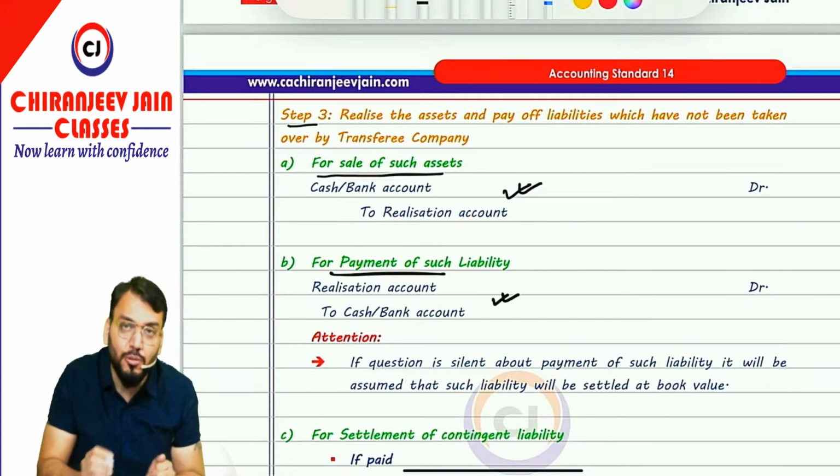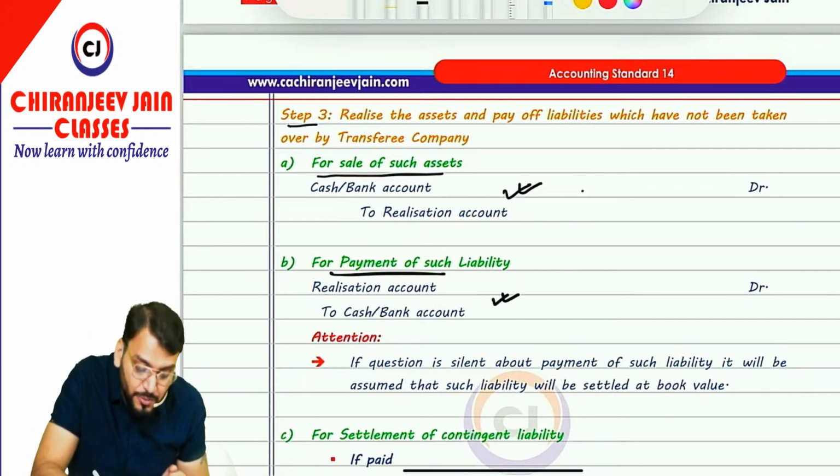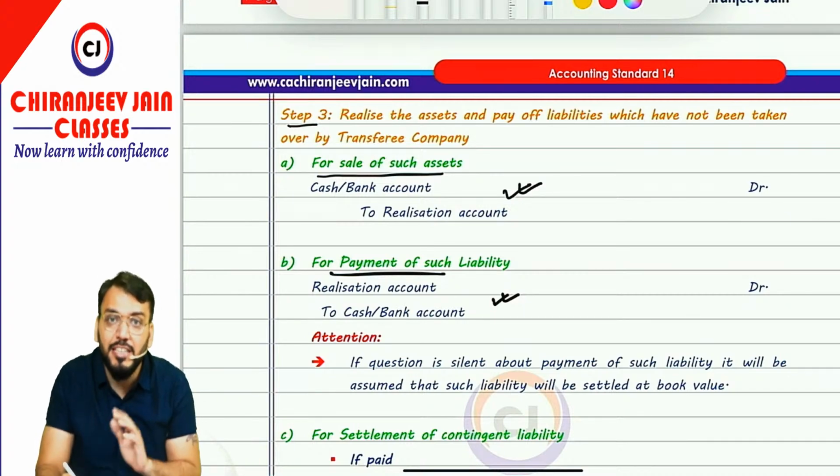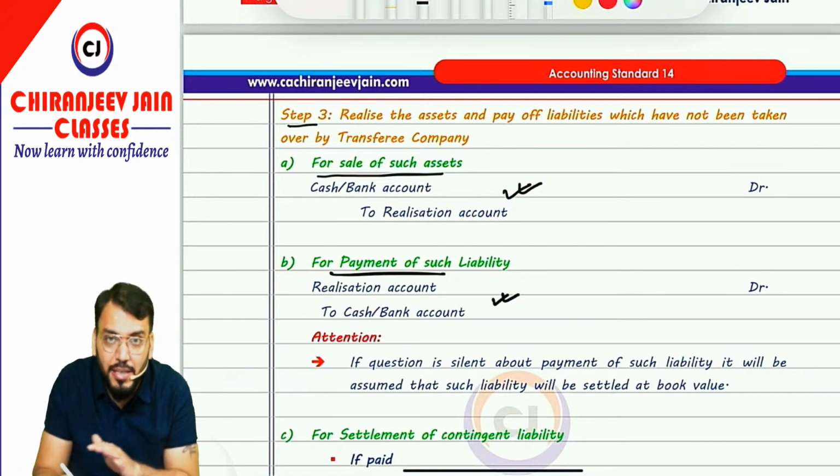Realization account debit to cash or bank. Understood? So for sale of such asset, what journal entry? Cash or bank to realization account. For payment of such liabilities, what? Tell me: realization account debit to cash or bank.